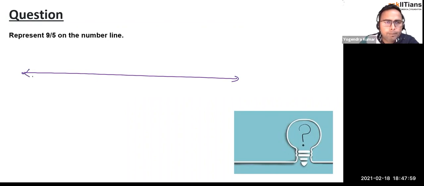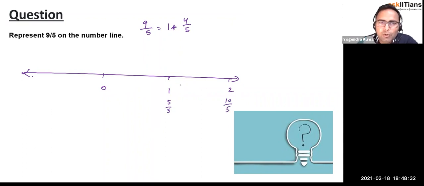So now you can see 9 by 5 is 9 divided by 5. It is 1 plus 4 divided by 5. So 0 here, now 1 here, and 2 here. So 4 divided by 5. 1 is there, and between these two, I can write down here 5 by 5, right? And this is 10 by 5, which is 2.